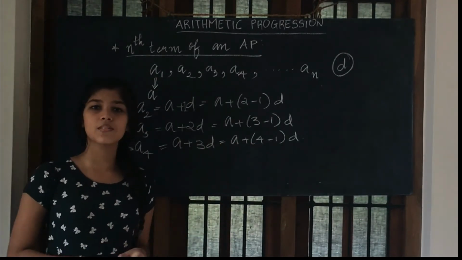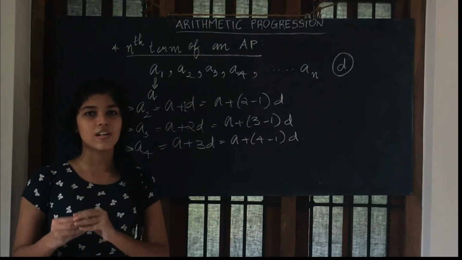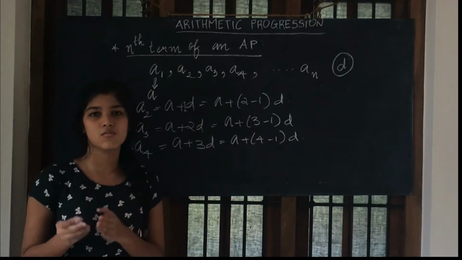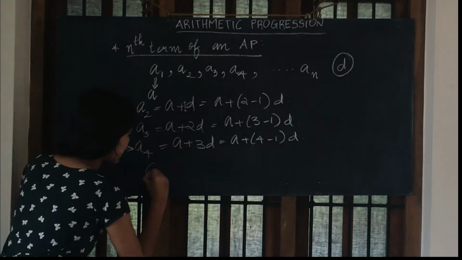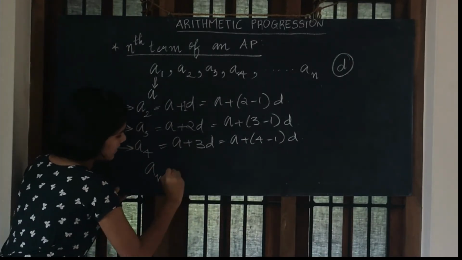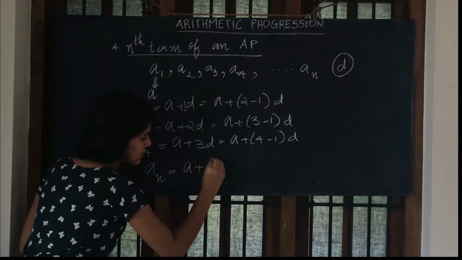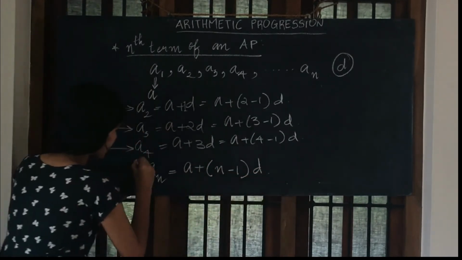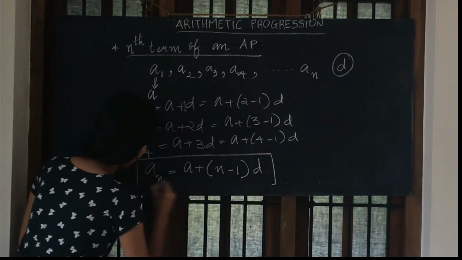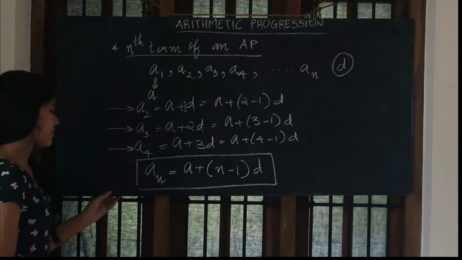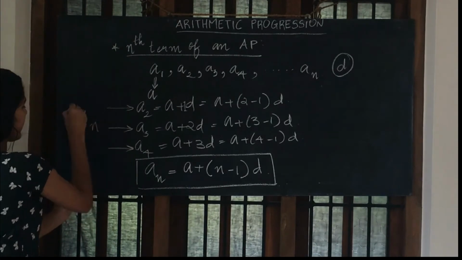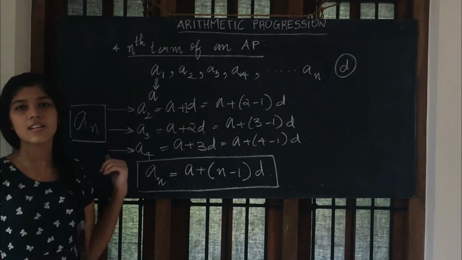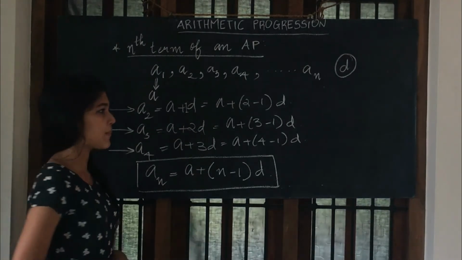So, the 10th term will be A plus 10 minus 1 into D, or the 100th term will be A plus 100 minus 1 into D. That is, AN is equal to A plus n minus 1 into D. This is the general equation for finding the nth term. AN is the nth term of an AP. AN is considered as the general term of an AP.